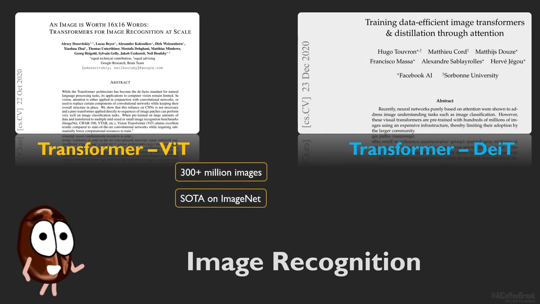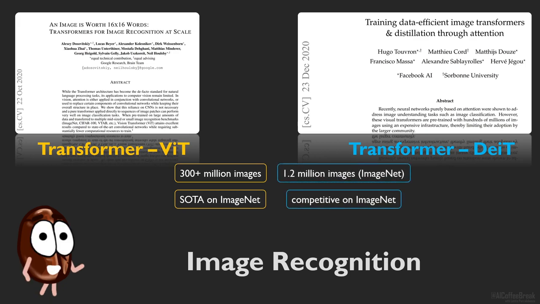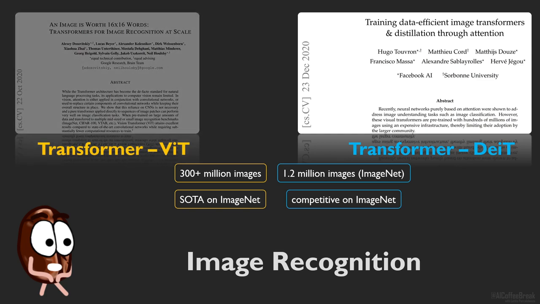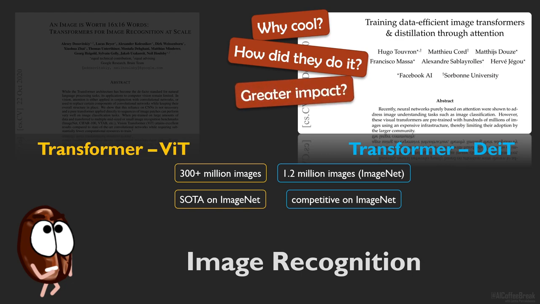Then the actual news of this video is that Facebook now managed to train a pure transformer too. But unlike Google, they trained only on ImageNet and achieved competitive results. In this video we will discuss why this is surprising or even an achievement from Facebook research, how did they do it, and what does it mean for transformers training on academic datasets.